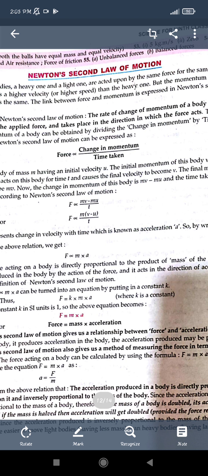So force can be given as mass into acceleration. From here, the second law tells about the force, the quantity of momentum, the impact of the force, and what the formula for the force is. What is the formula for the force? Force is equal to mass into acceleration.